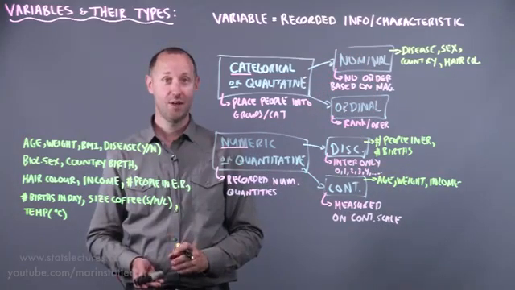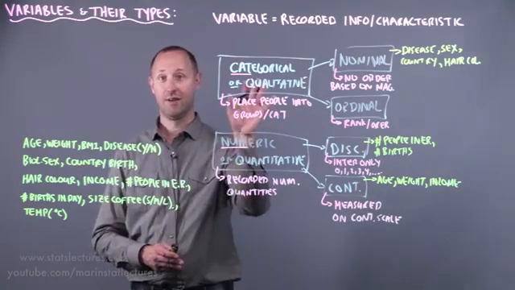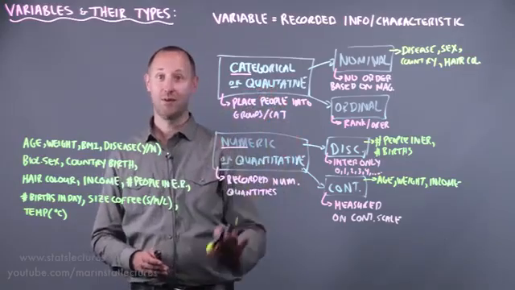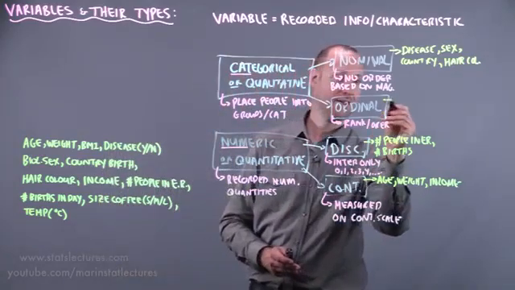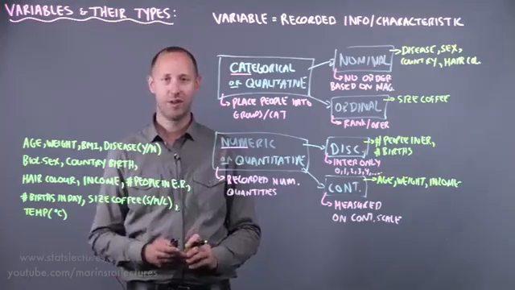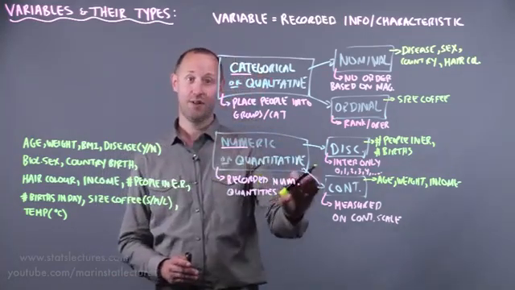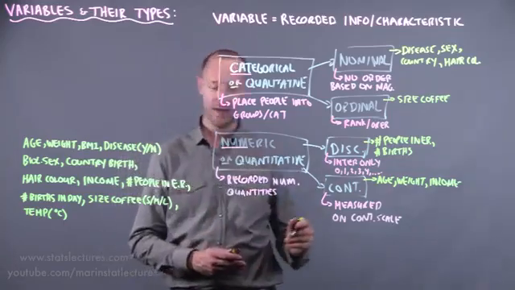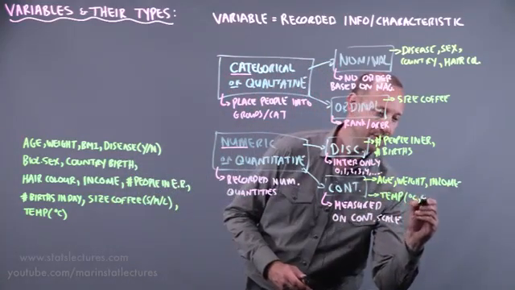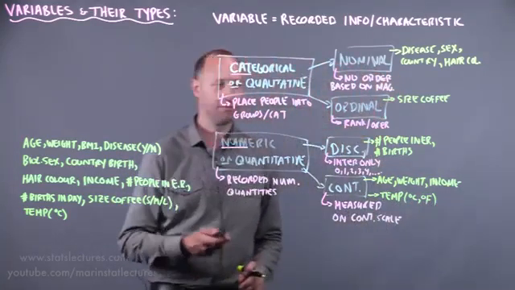The size of coffee that you buy, small, medium, or large, that's a categorical variable, and there is an ordering or ranking to these. And finally, temperature recorded in degrees Celsius or degrees Fahrenheit, doesn't matter. That's a numeric quantity, and again, measured on a continuous scale.